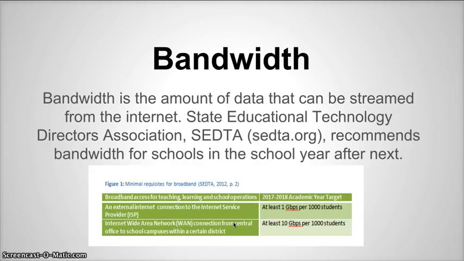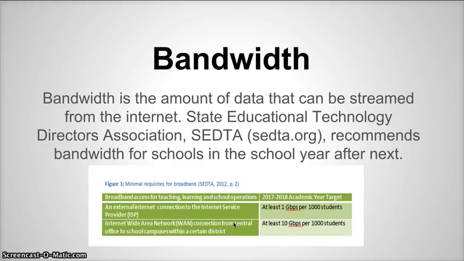Most of the devices we're going to be owning, which are iPads, netbooks, Chromebooks, are going to be running off a wireless network, for which we're going to need a lot more data, such as the 10 gigabits per 1,000 students. To think about bandwidth, it's best to think about it like gasoline. Your car will have no movement forward without any gasoline in it.